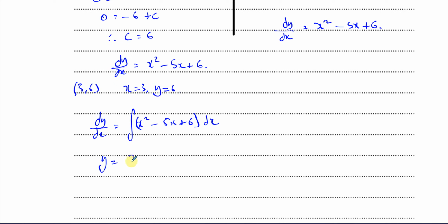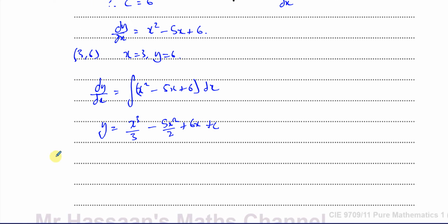So y equals, it's going to be x cubed over 3, add 1 to the power and divide by the new power, minus 5x squared over 2, plus 6x, and if you're going to use this method, plus c. Then we can say that when y equals 6, x equals 3. So that's 6 equals 3 cubed over 3, minus 5 times 3 squared over 2, plus 6 times 3 plus c. So you're going to have 6 equals, that's 27 over 3, which is 9, minus 5 times 9, 45 over 2, plus 18 plus c.